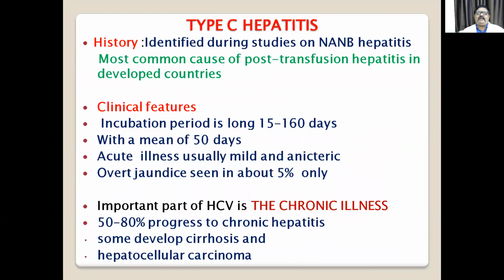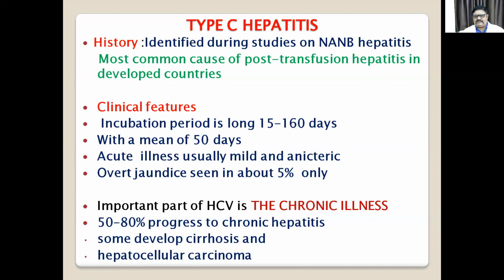And now let us see about hepatitis C. Identified during studies of non-A, non-B hepatitis. Most common cause of post-transfusion hepatitis in developing countries. So, you are urgently requiring some blood for some cesarean or some anemia or something like that, and without proper screening, taking the blood, and what if you get hepatitis? It is mistaken to be a different type of hepatitis, but earlier they called it NANB. Now they know it is because of type C.